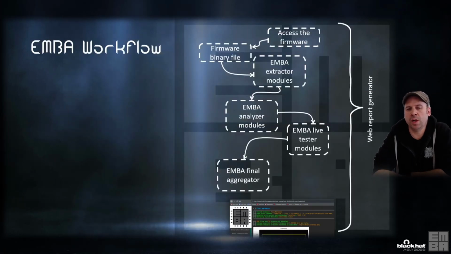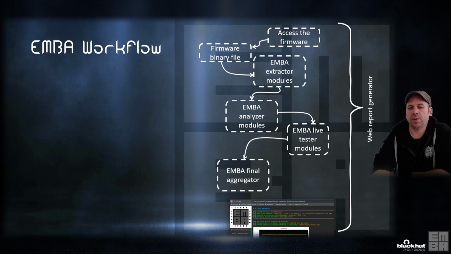So now we are nearly done with our EMBA workflow. With this structured workflow, we were able to extract the firmware from the binary, so we got something like a root file system, if it's a Linux file system, out of the binary. After these extraction modules, we have analyzed the firmware regarding configuration issues, outdated software components, vulnerabilities and exploits. And we also identified spots or areas within the firmware that we probably want to take a deeper look at.